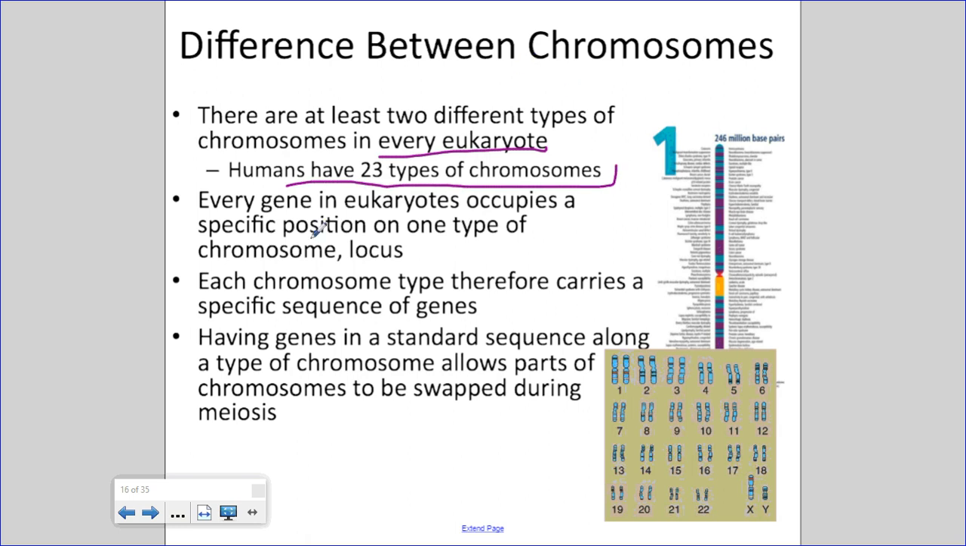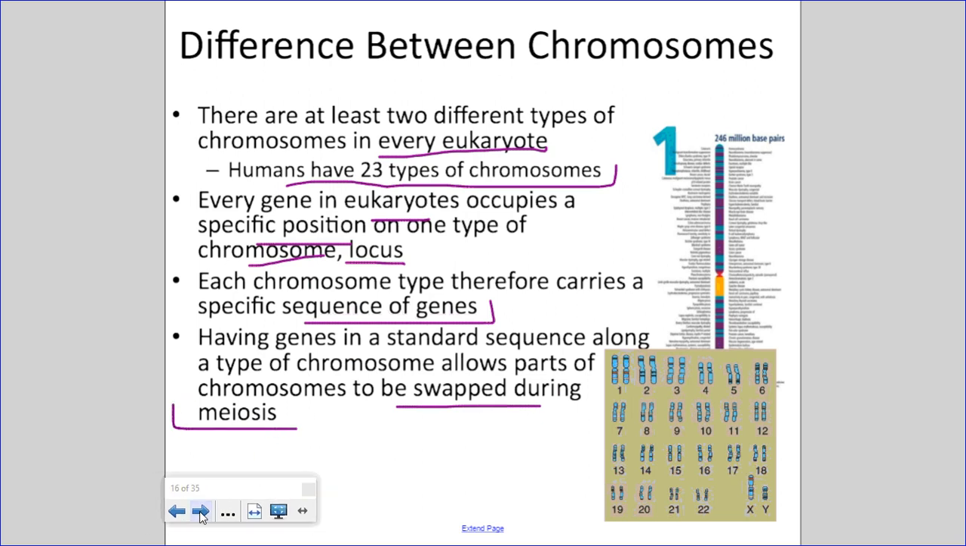Now recall that every gene in a eukaryote will occupy a specific position on one type of chromosome, referred to as a locus. Each chromosome type therefore carries a specific sequence of genes. Having genes in a standard sequence along a type of chromosome allows parts of chromosomes to be swapped during meiosis, and we'll get into more detail about how that occurs.